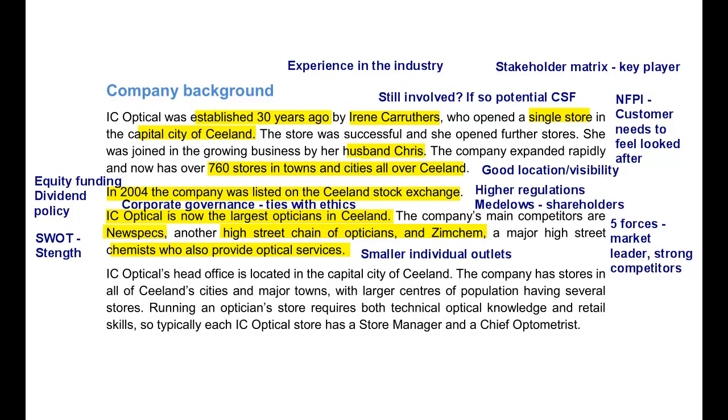And finally, on this page, we have some information about the workforce and the locations of the head office. So we can see that the head office is based in the capital city. What that means is that there's perhaps a larger pool of talent for more business roles. Take, for example, the City of London.